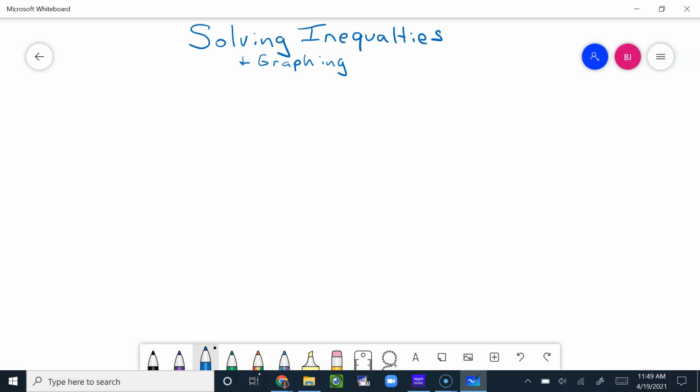Hi class, we're going to work today on solving and graphing inequalities. This is just like solving equations, except these are inequalities. So let's get to our first question.